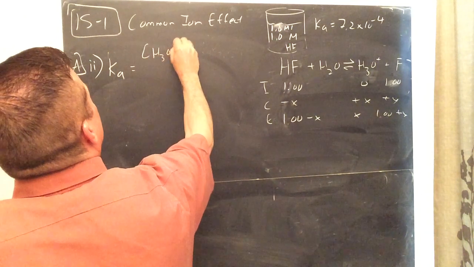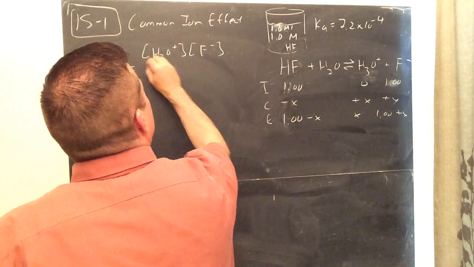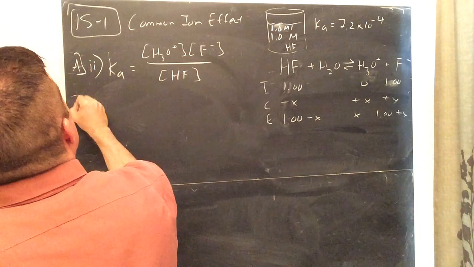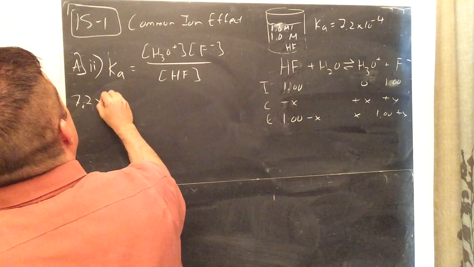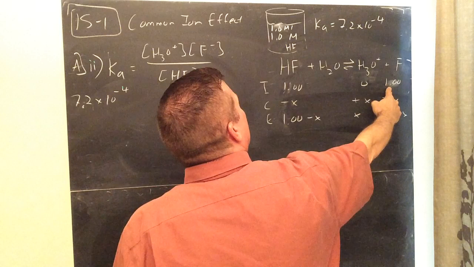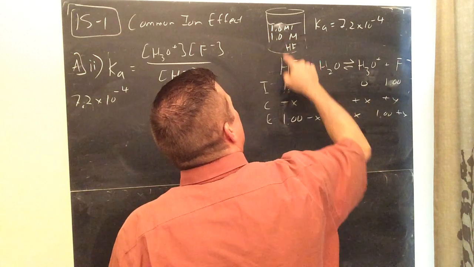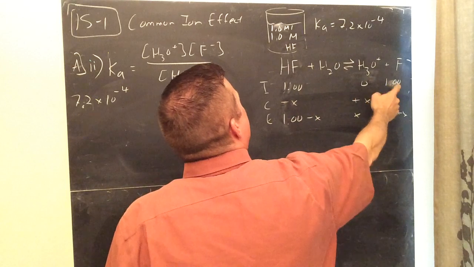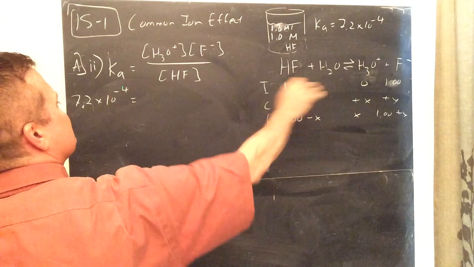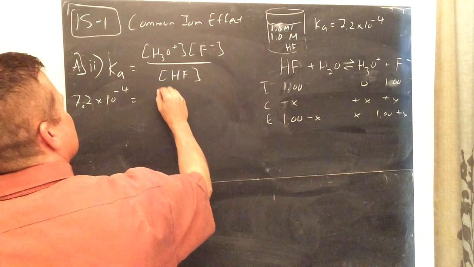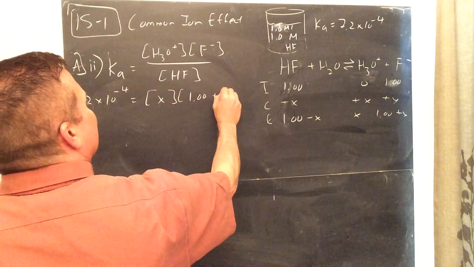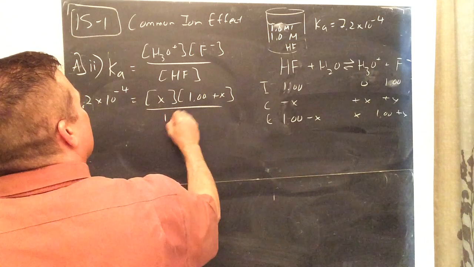H3O times the F negative over HF. So we use the same Ka value. It's still hydrofluoric acid. So what you're kind of saying is, how is the fact that we have 1 molar fluoride added to this initially, how is that going to affect what HF does in its equilibrium, the equilibrium of the HF system? And it will. Okay, so it's X times 1 plus X for F negative over 1 minus X.